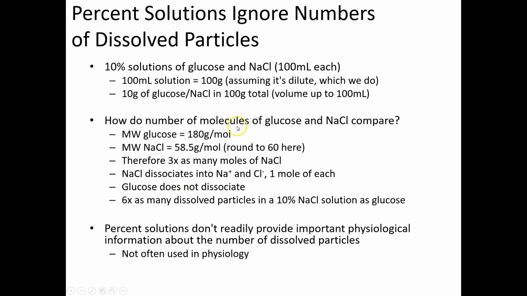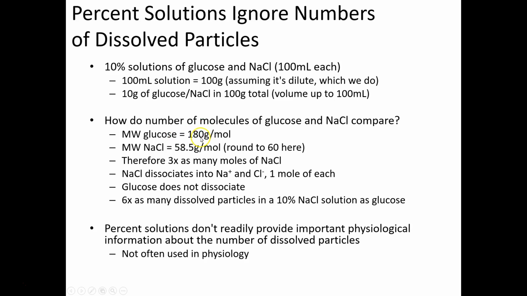But how do those percent solutions compare? Without getting into too much detail, and this math right here in the middle you probably won't understand at this point in time. But basically, glucose has a molecular weight of 180 grams, and let's round this to make the math easy, sodium chloride has a molecular weight of 60 grams. Since we made it 60, that tells us glucose is about 3 times heavier, right?